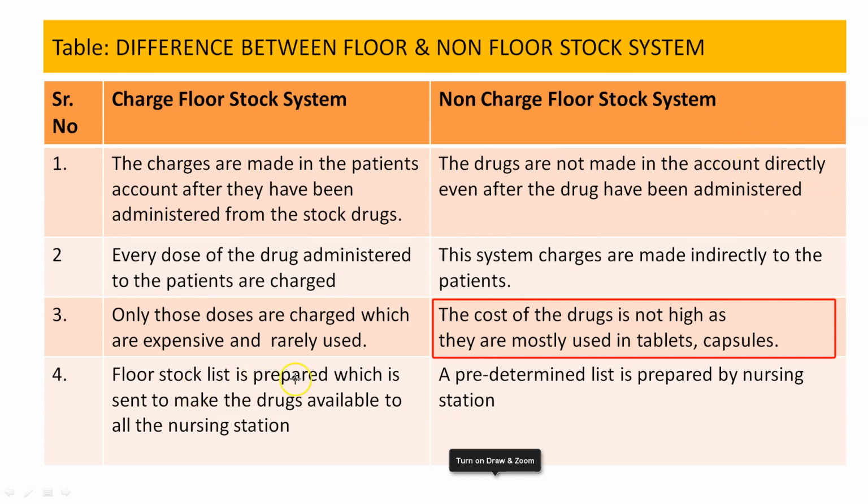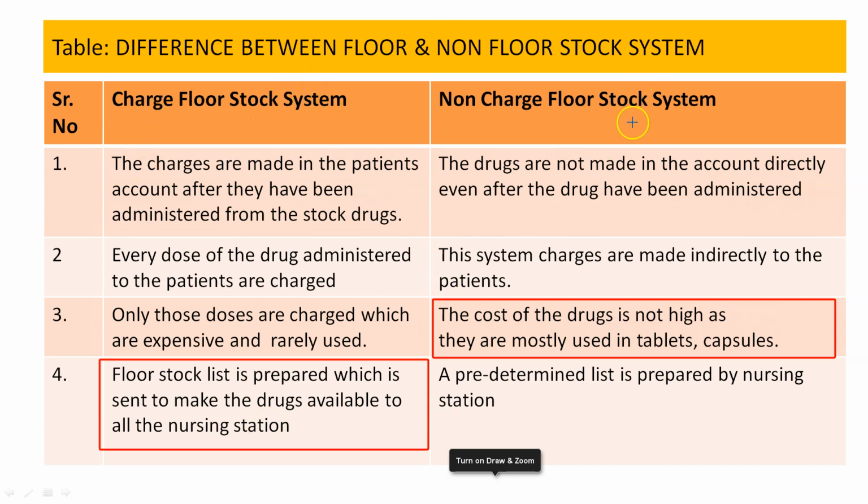A floor stock list is prepared, which is sent to make the drugs available to all nursing stations. So the floor stock list, the whole list, is prepared and sent to make the drugs available. Now drugs should be available on the floor to all the nursing stations. That is in the charge floor stock system.